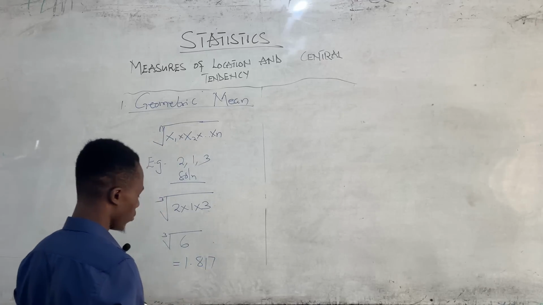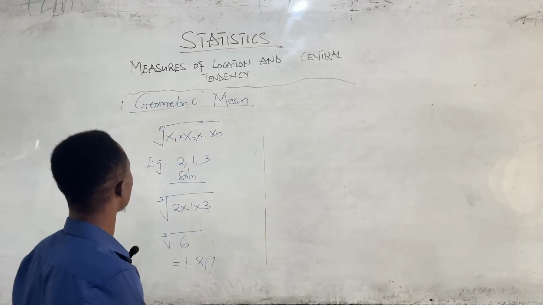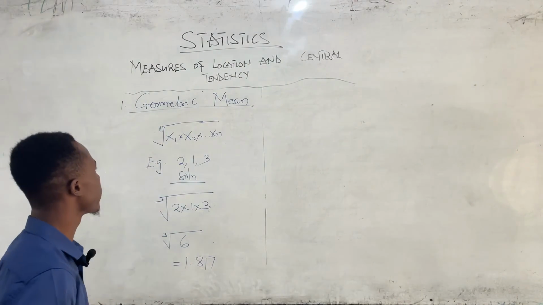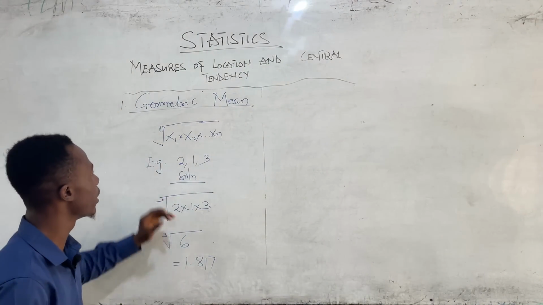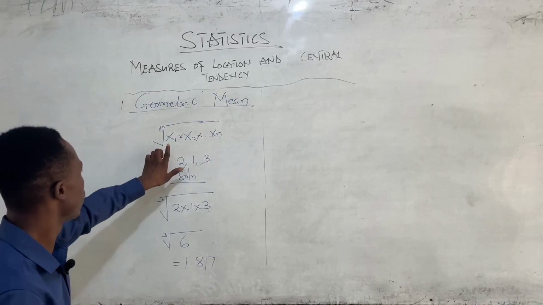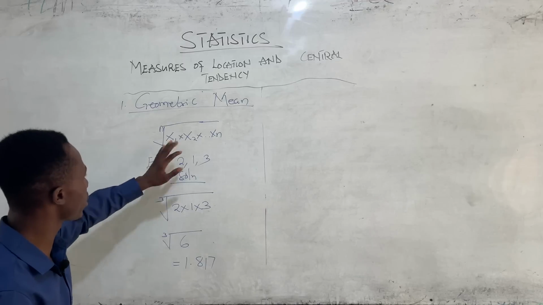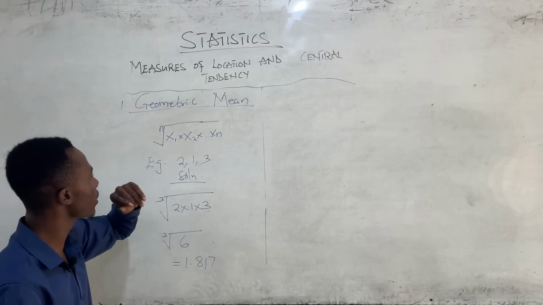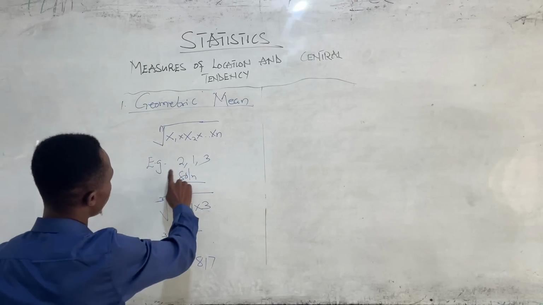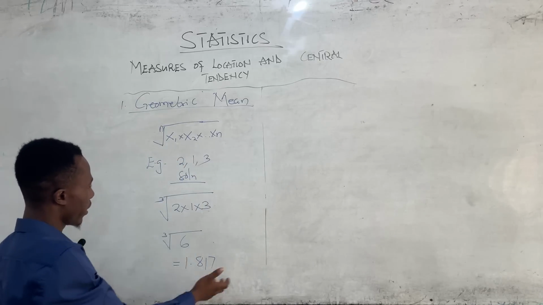So that is the geometric mean. Always have it in mind that when you are calculating the geometric mean, it deals with a formula. That is the nth root of the first x multiplying the second x, times till you get to the last x. That is it. So an example like this, we have 2, 1 and 3.